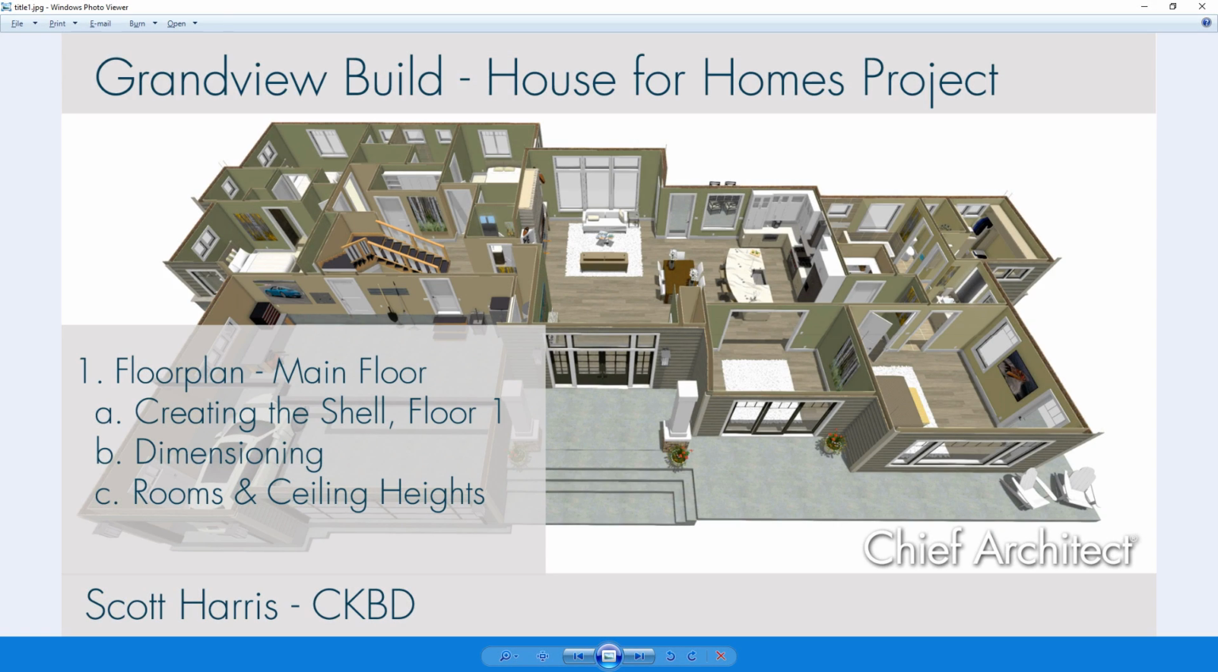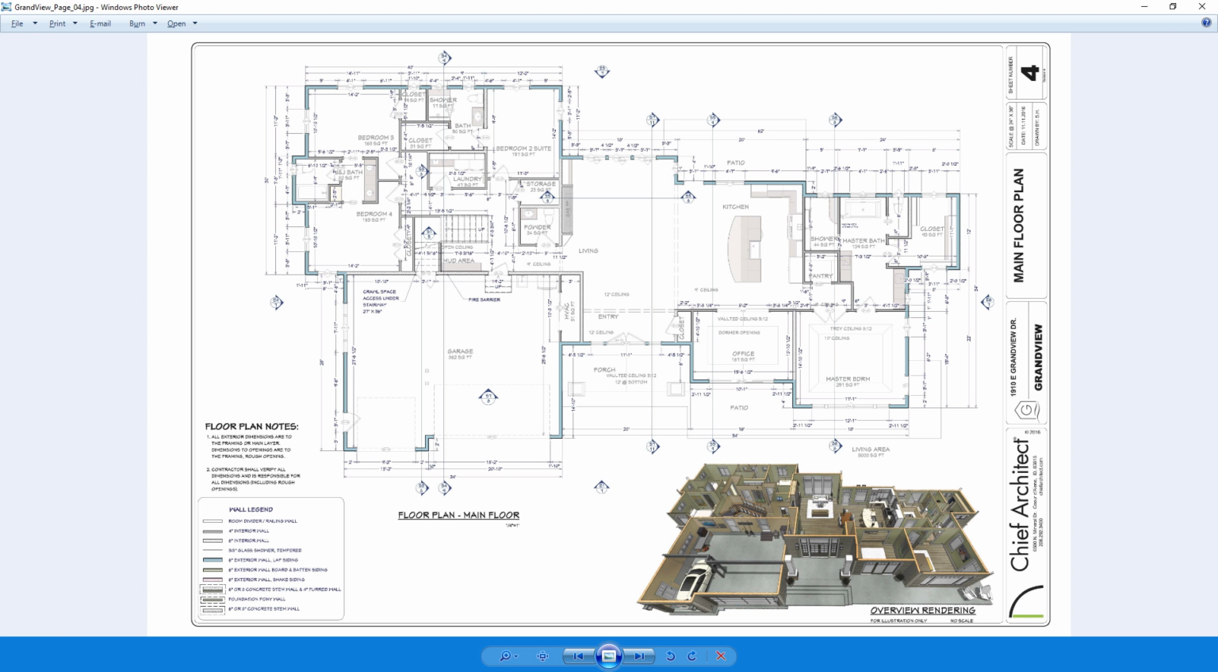In this first video segment for the Grandview Build House for Homes project, we're going to go through the process of creating the main floor plan with the shell, do the dimensioning, and take a look at the room and ceiling heights. I'll then take that floor plan, send it out to the layout page, as you can see on your screen now, talk a little bit about layers and layer sets to help manage the process. Let's go into the program and take a look at the process.